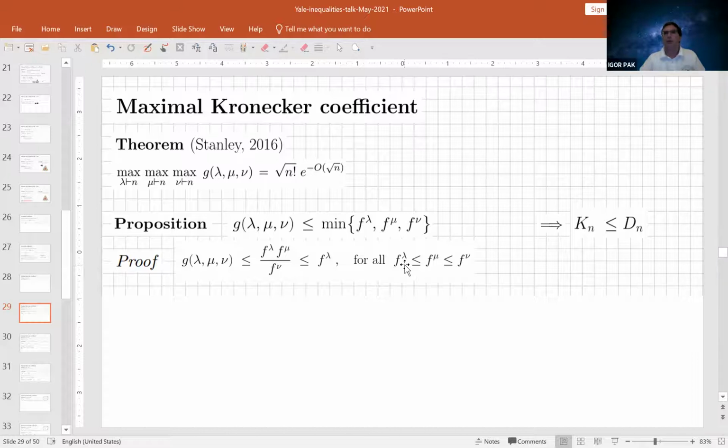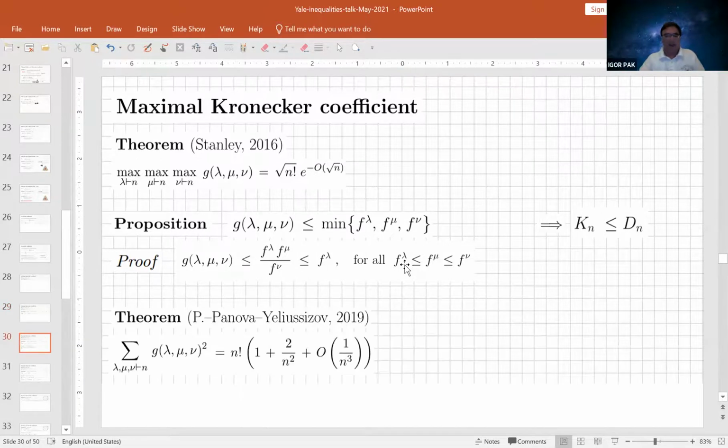You see what I mean? So that immediately implies the upper bound, where you get square root of n factorial, which wasn't immediately obvious, but that argument actually works for any finite group. And in the opposite direction, you need another analog of the Burnside identity, and we proved the following. We proved that the sum of the squares of Kronecker coefficients is basically n factorial up to lower order terms.